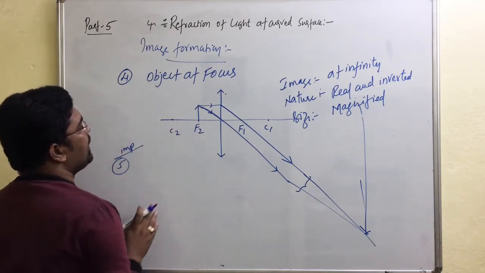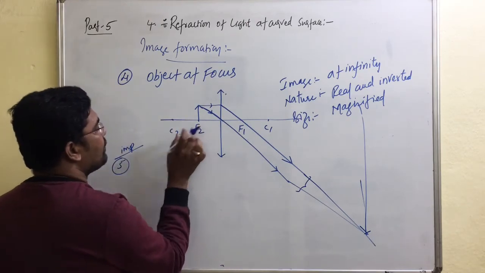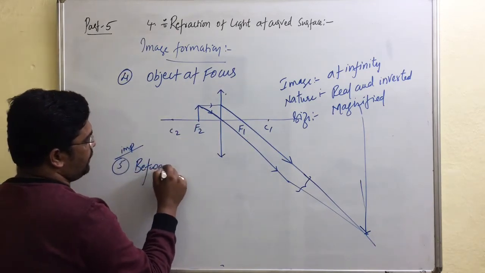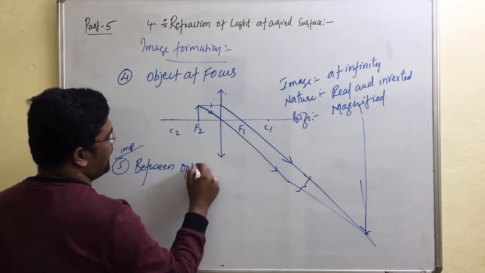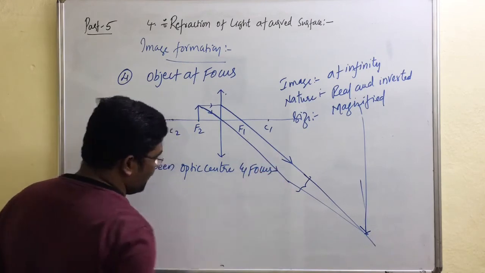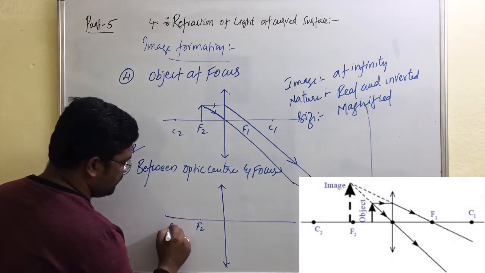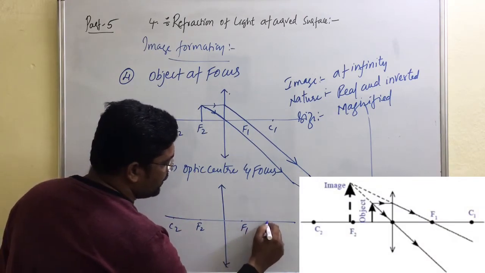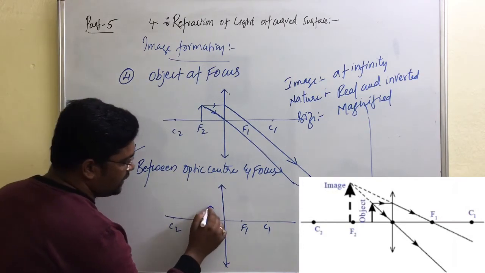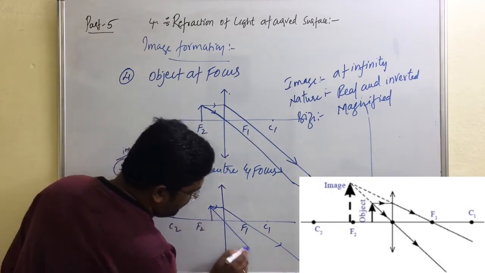What are the ray diagrams we have drawn? Object beyond C2, at C2, between C2 and F2, and at F2. Now between optic center and focus. Okay. F2, C2, F1, C1. Now object is between focus and optic center. First rule, parallel to principal axis, passes through focus. Now second, passing through optic center undeviated.